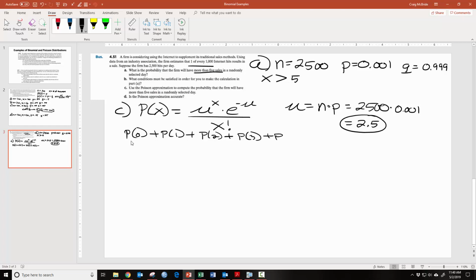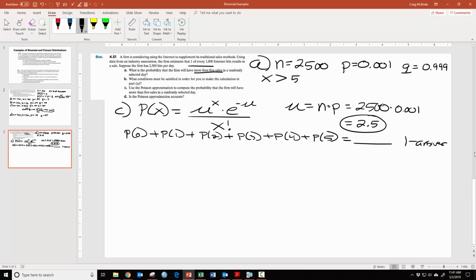So plus the probability of 4 plus the probability of 5. Get that number and then do 1 minus that answer, right? Because we need the complement, because this is the cases of 0 through 5, and we want more than 5, right? So we want 6 and above, just like from the previous example.